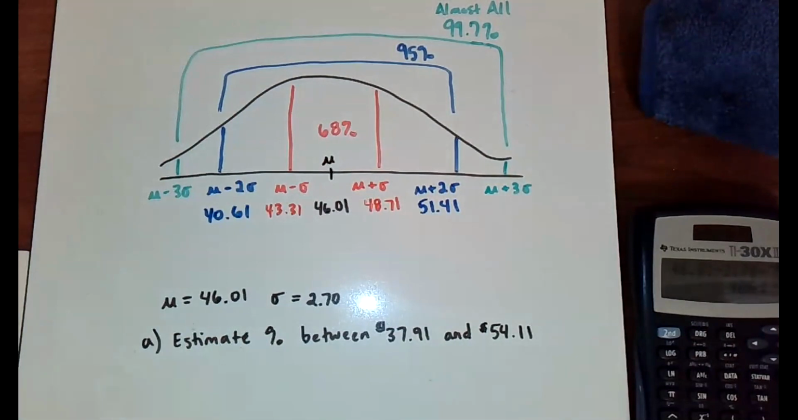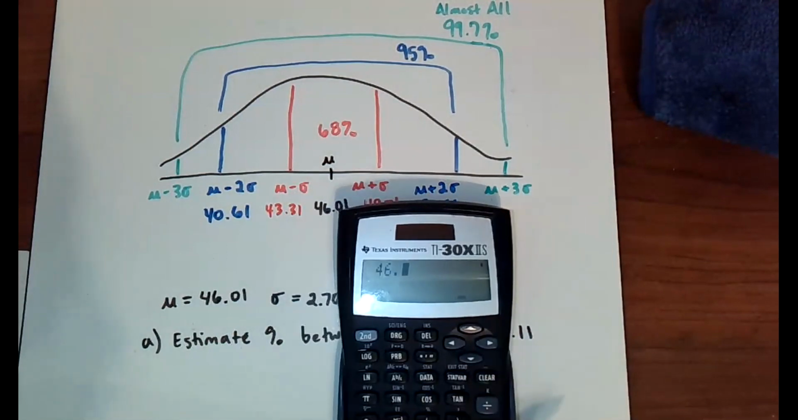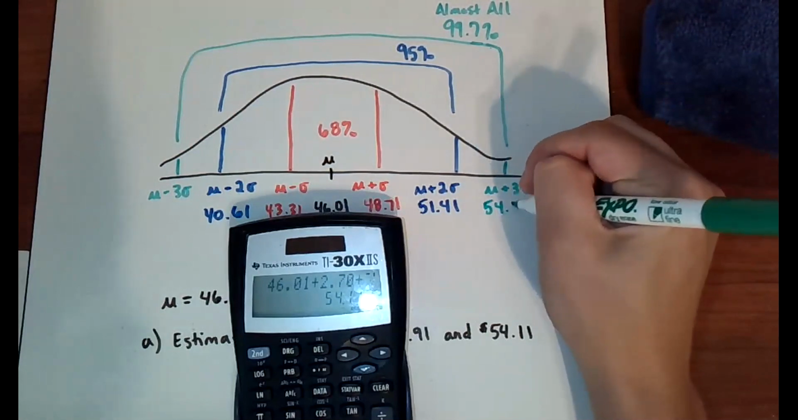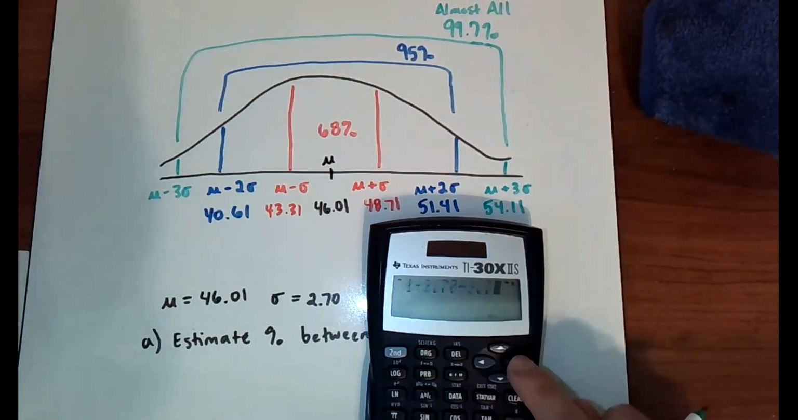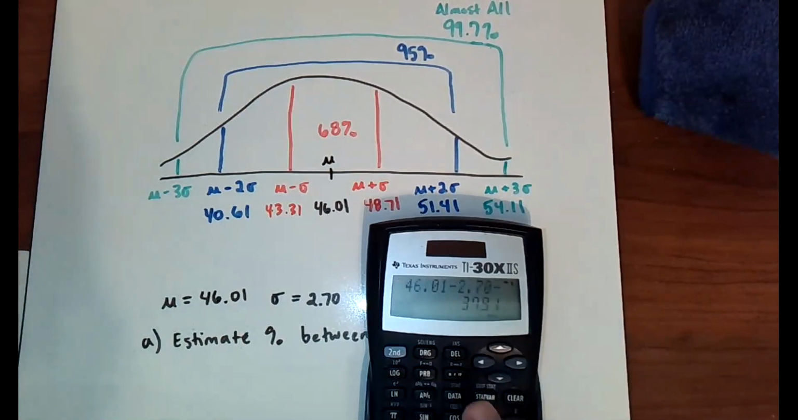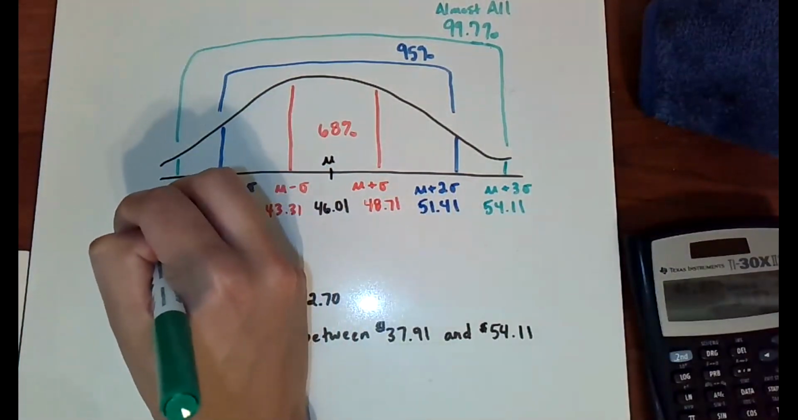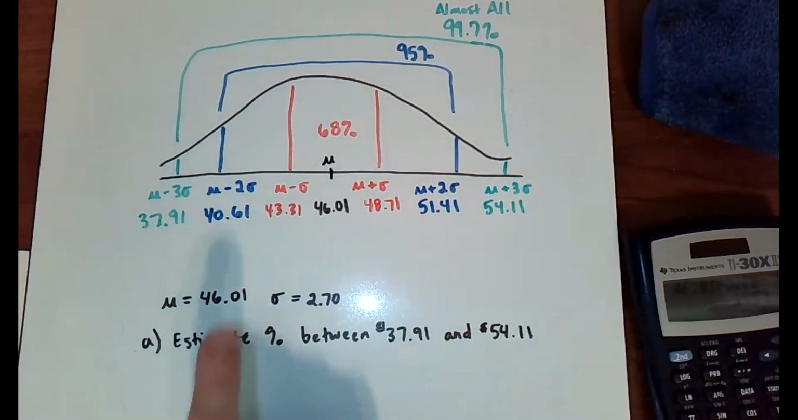Then of course we want to do it one more time. I'm going to go back to my mu, 46.01, and add sigma 3 times. That gives us a total of $54.11. Now I'm going to change those plus signs to minus signs, and that gives us $37.91. Now that we have this created, all of our questions are going to be answered based off of this information.